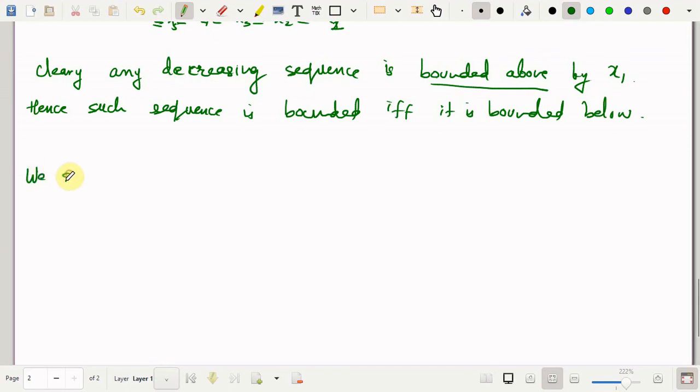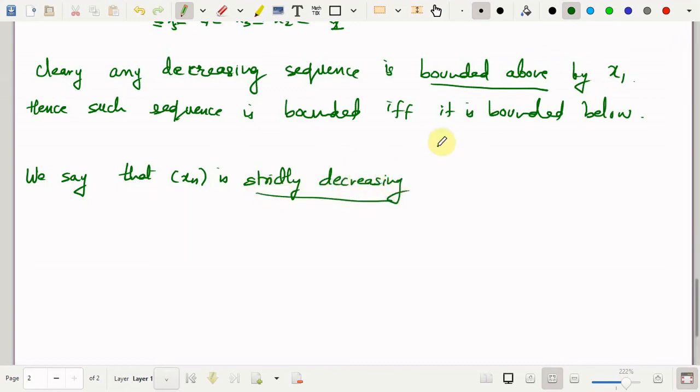We say that a sequence xn is strictly decreasing if xn is strictly greater than xn plus 1 for each n in N. So each term x1 would be strictly greater than x2, and x2 will be strictly greater than x3, and this goes on. So there is no possibility of equality.